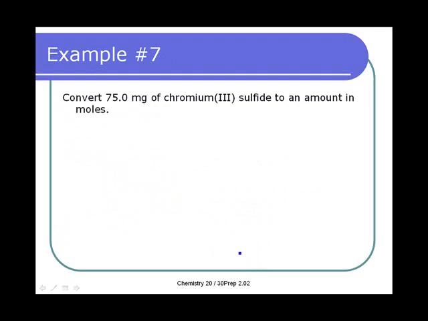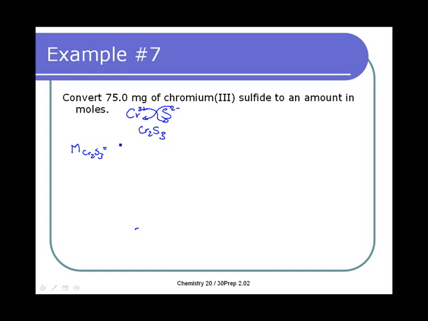And for our last example, we have to convert 75 milligrams of chromium into an amount of moles of chromium sulfide. Again, they didn't give us the formula, so we're going to have to figure it out for ourselves. Chromium 3 is the ion they're making us use, so it's Cr3+. Sulfide is the sulfur ion, and so it's S2-. Switch your charges, and you get Cr2S3.